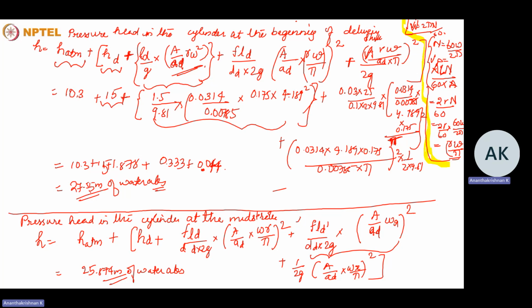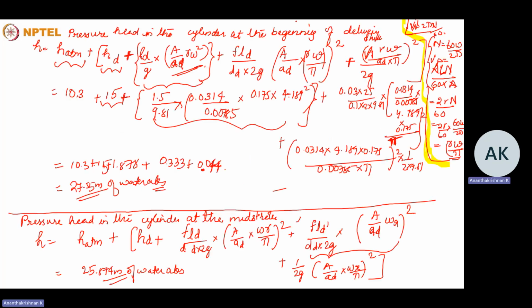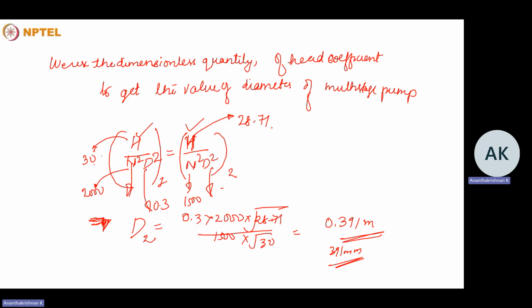So the pressure will be maximum at the beginning of the delivery stroke. Mid stroke, it will be an average value. At the end, it will be very less. So that completes the problems for this session.